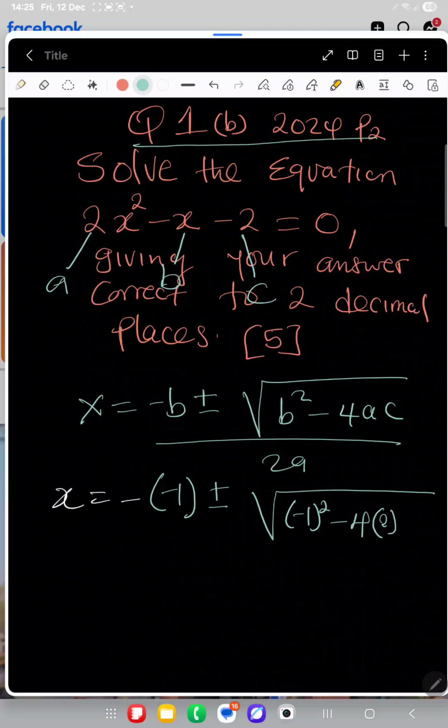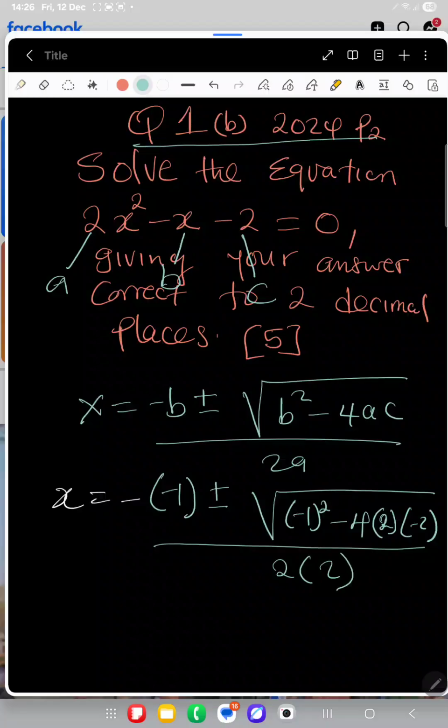Then from there we go to c. What is the c here? The value of c is negative 2, so we put negative 2 here. And then this is all divided by 2 times a. What is our a? Our a in this case is 2, so we put 2 there.